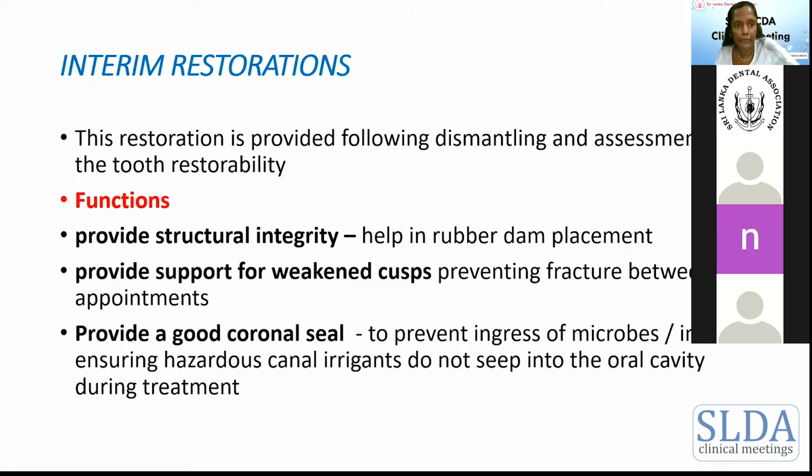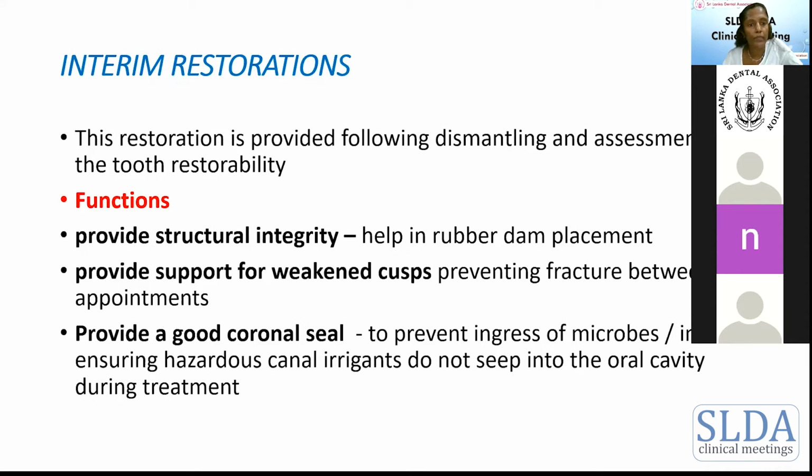So what is an interim restoration? This restoration is provided following dismantling and assessment of the tooth restorability. So you removed all the caries and all restorations, and you have assessed the restorability, and you have decided to go ahead with the root canal treatment, and you are going to place a new restoration as an interim restoration.